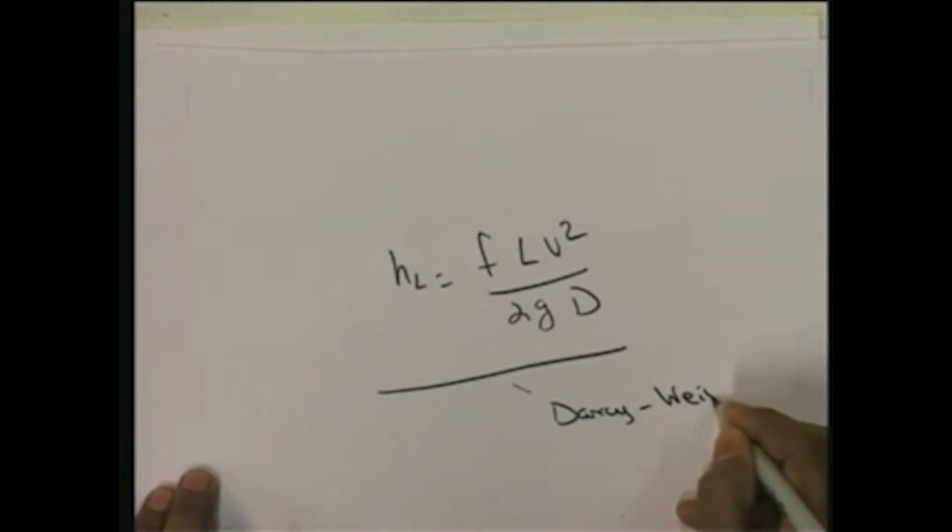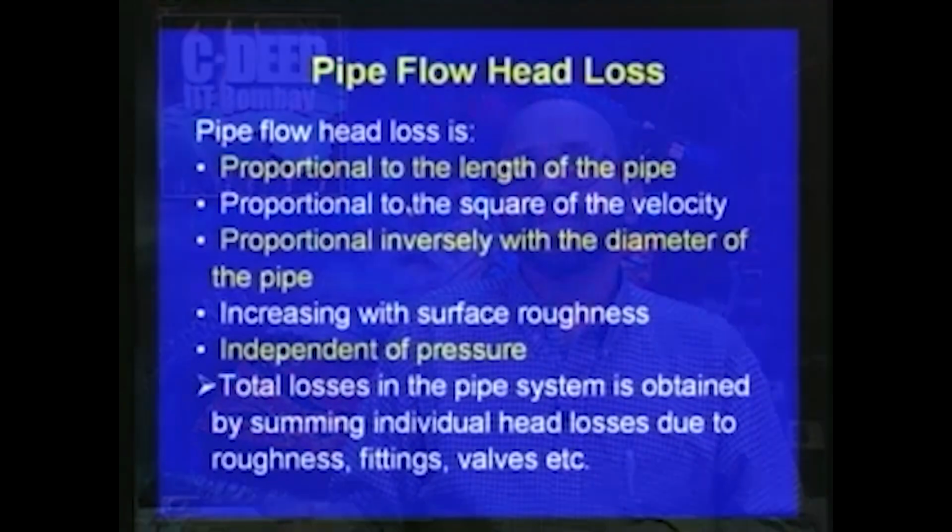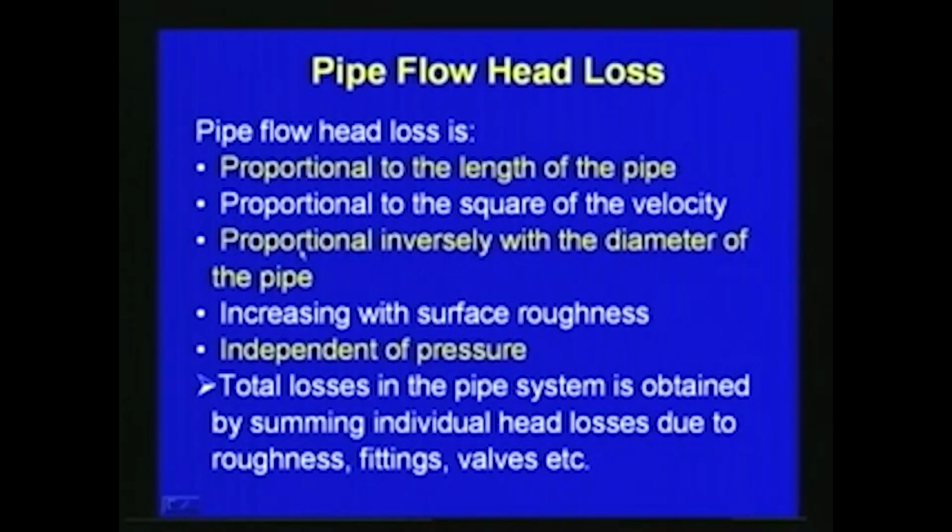With respect to this, we can see that the pipe flow head loss is proportional to the length of the pipe, since HF is equal to FL V square by 2GD. It is proportional to the square of the velocity, and inversely proportional to the diameter of the pipe. We can also see that the pipe flow head loss increases with the surface roughness. So if we use a more rough pipe, then the head loss will be more.